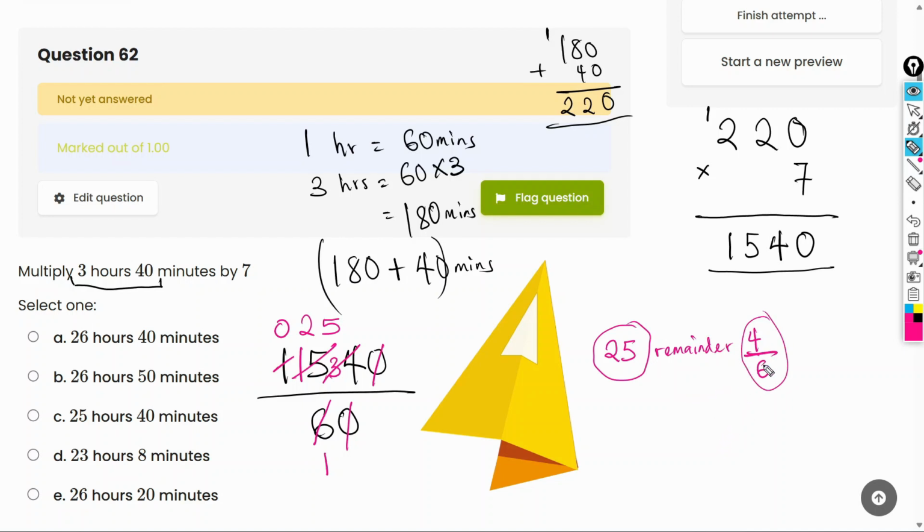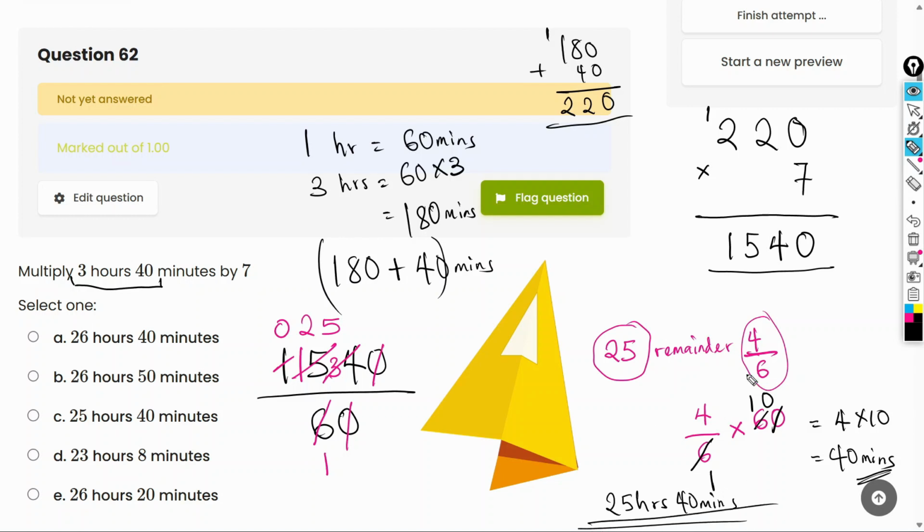So what we can easily do is to find out what 4 out of 6 hours is. That's 4 out of 6 times 60 minutes. 6 into 6 is 1, and then into 0 is 0. So we are left with 4 times 10, which is 40 minutes. So 3 hours, 40 minutes multiplied by 7 is the same thing as 25 hours and 40 minutes.